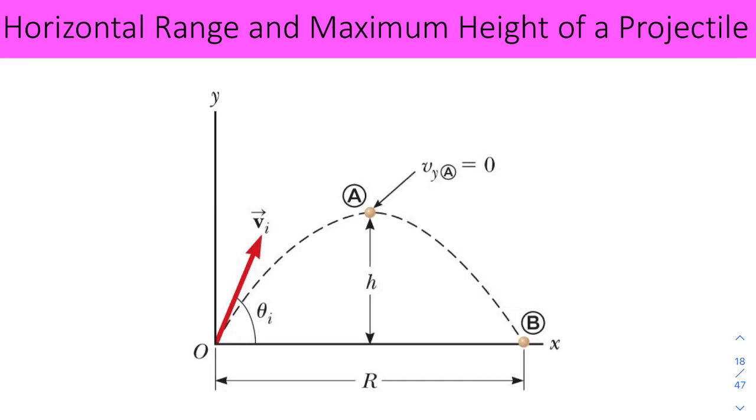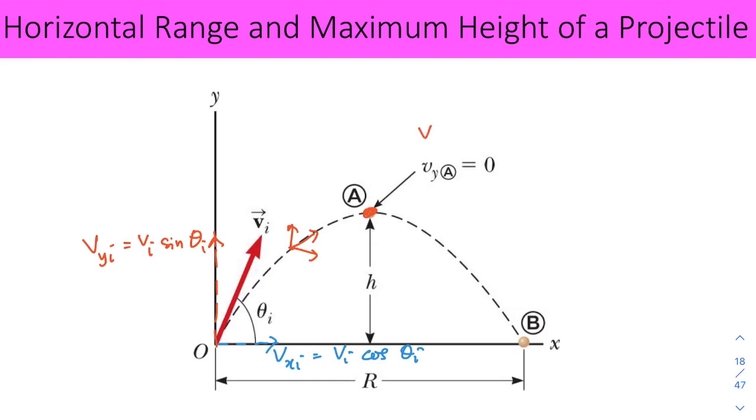Horizontal range and maximum height of a projectile. Okay. This is your v initial. Remember, v initial has components. Here is vx initial equivalent to v initial cos theta initial. Here is your y component, vy initial equivalent to v initial sin theta initial, at any instant. Okay, it has the component of it. Recall here, so you have the components.